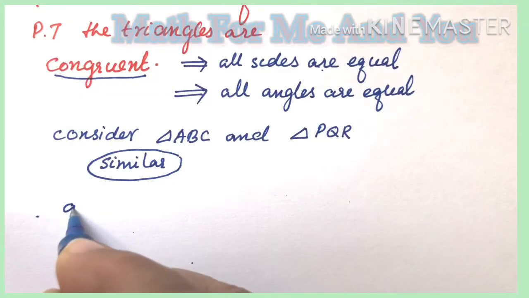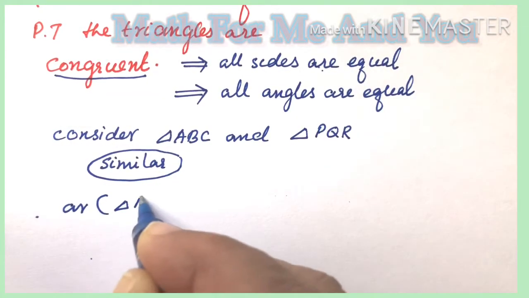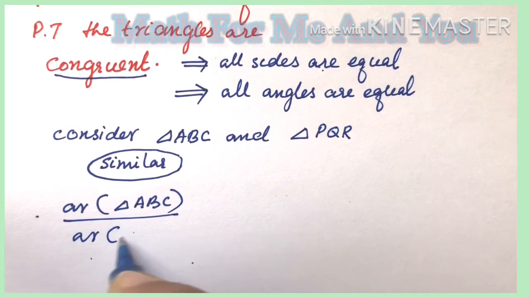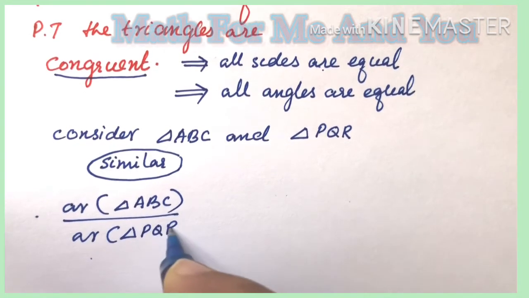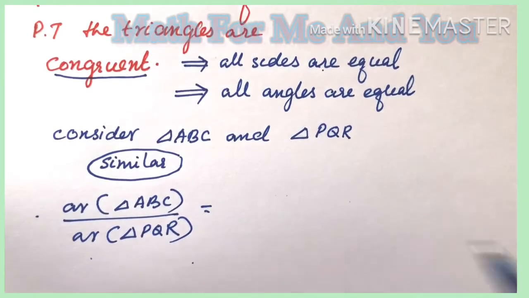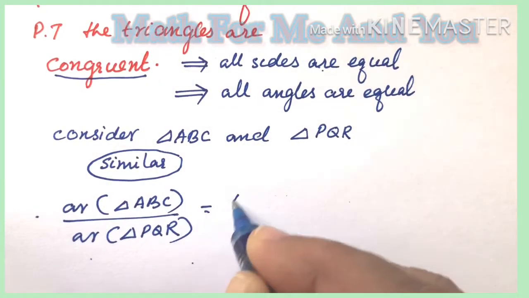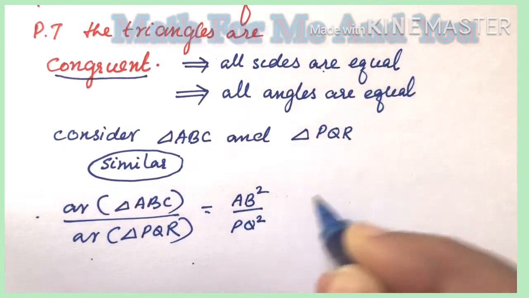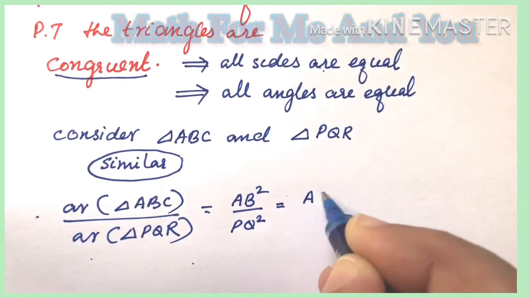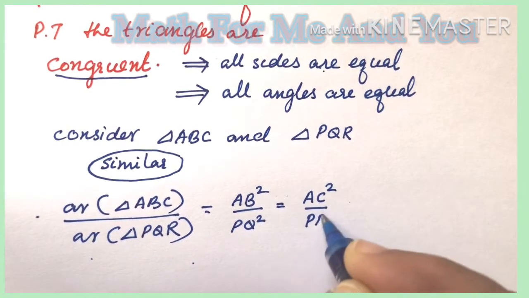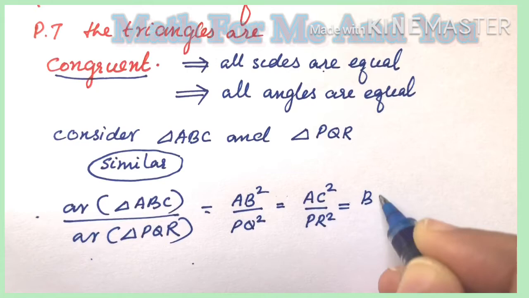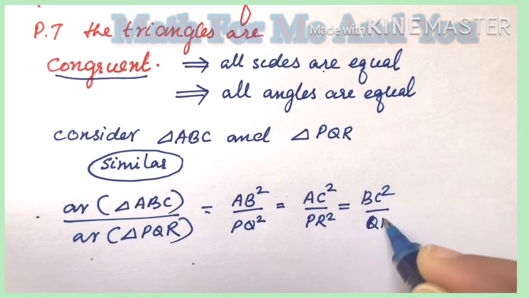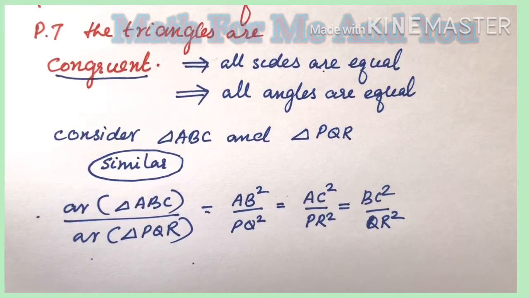What is the meaning of similar? If the triangles are similar, we know the ratio of areas, area of triangle ABC by area of triangle PQR, is equal to the ratio of the squares of their corresponding sides. We can write the sides AB square by PQ square. And what about the other sides? We can write the ratio AC square by PR square. The same ratio we will get for BC square by QR square.